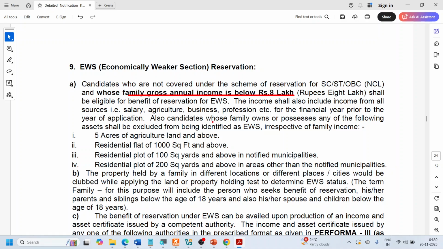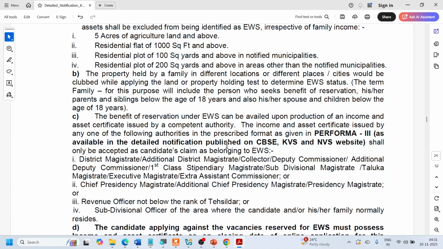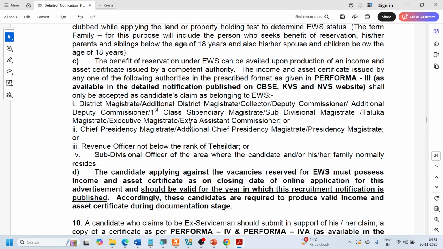Also, kindly go through this one. You are excluded from EWS, that is economically weak section, that is income certificate, if you have 5 acres of agricultural land, or a residential flat in a municipality, and 20 square yards in the other. So kindly ensure that you have this one. Again, they have the proforma 3 which needs to be filled for this one.